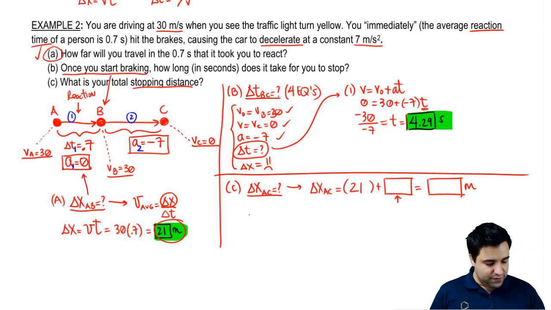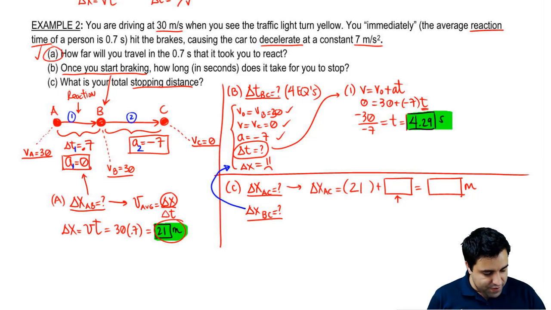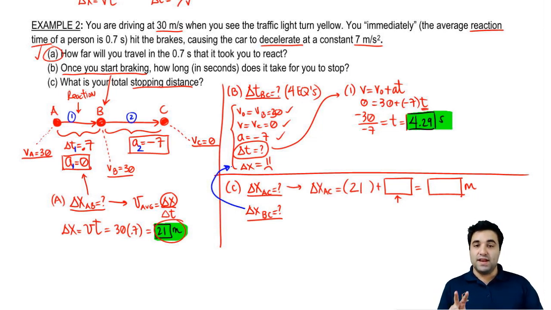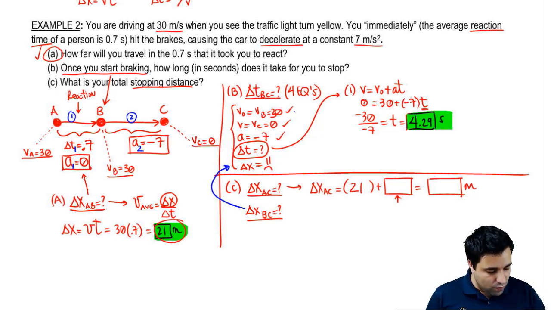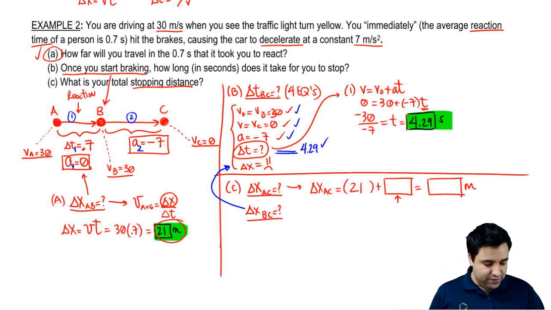So now let's find delta x BC. And guess what? Delta x BC is the only variable that I still don't know for that interval. At this point, I know 1, 2, 3, and I know the time now is 4.29. I know 4 out of 5, so it should be pretty easy to solve this. When you know 4 out of 5, you just need 3 out of 5, but if you know 4, you actually have 2 equations that you're going to be able to pick from. So hopefully we can pick the easiest one.